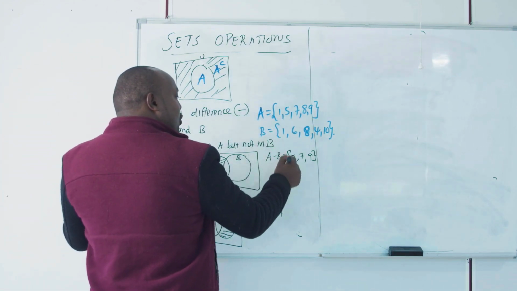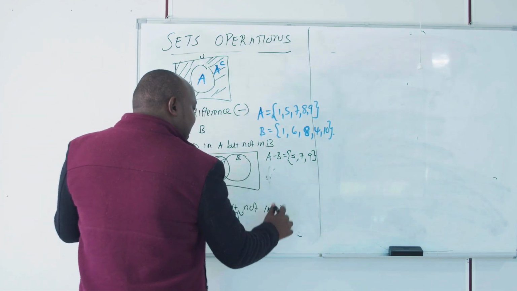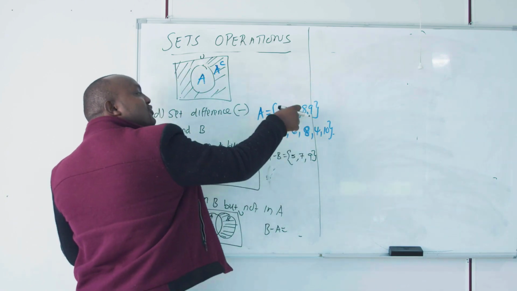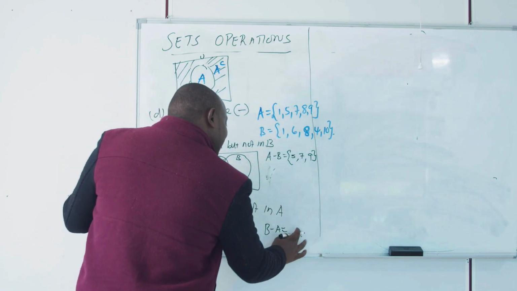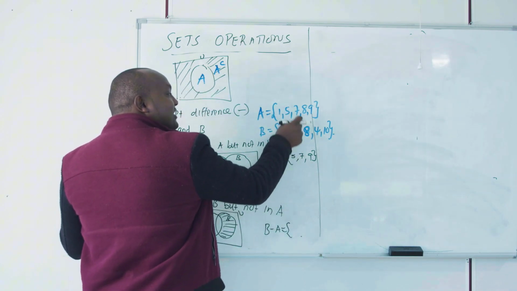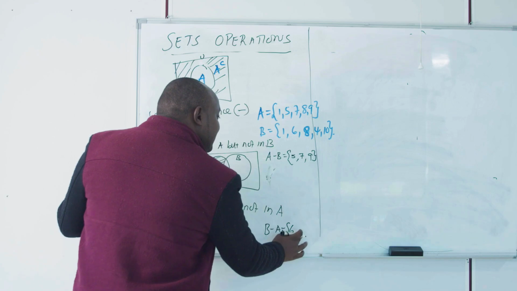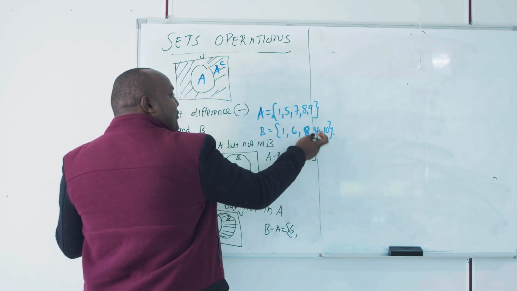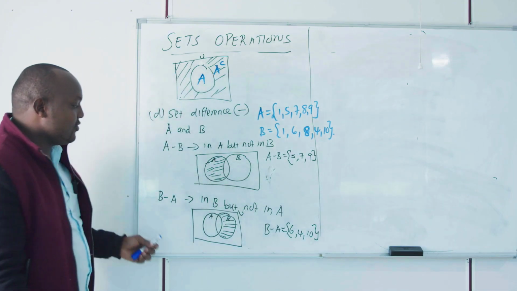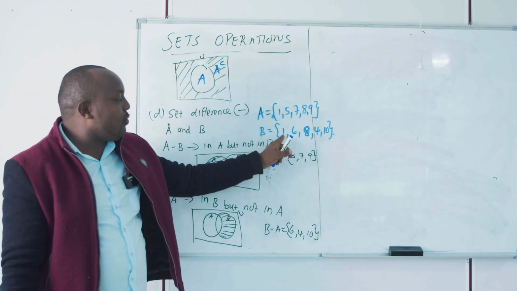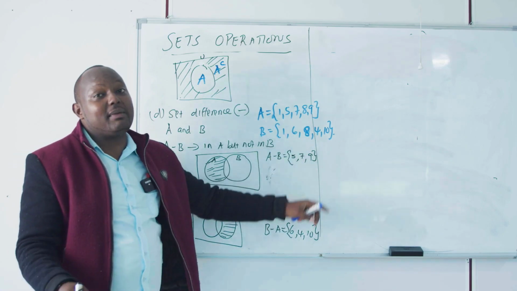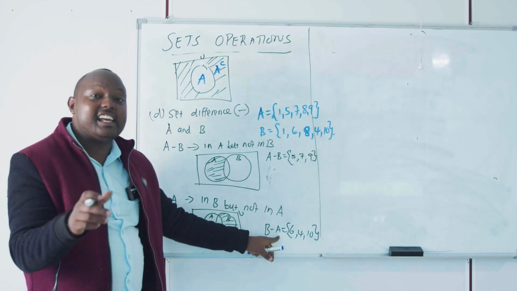Again, if you are to look at B, now B minus A, there are those elements in B but you don't find them in A. Like in this case, you find that 1 is in A, so you don't include that one. 6 is not in A, so the first element is 6. 8 is in A, 4 is not in A, and 10 is not in A. So you include those elements that are in B but not in A.